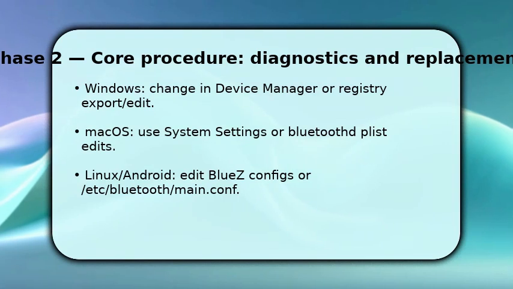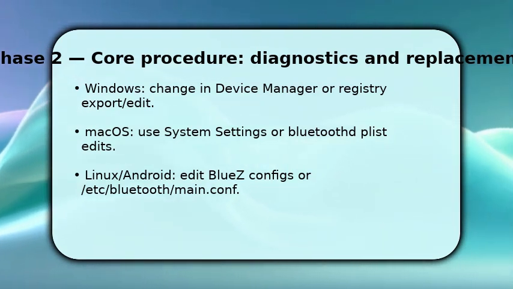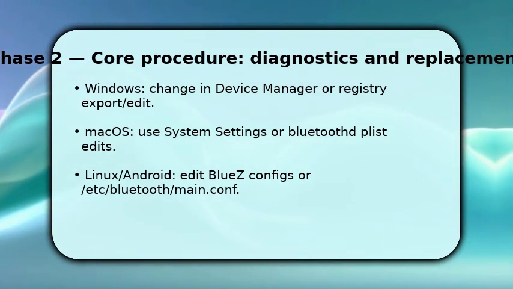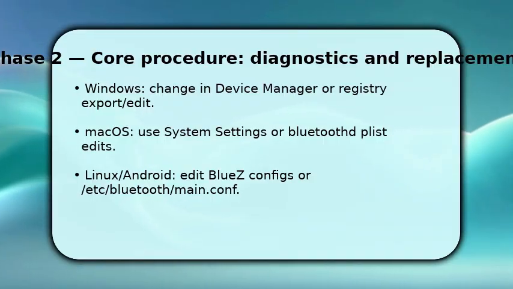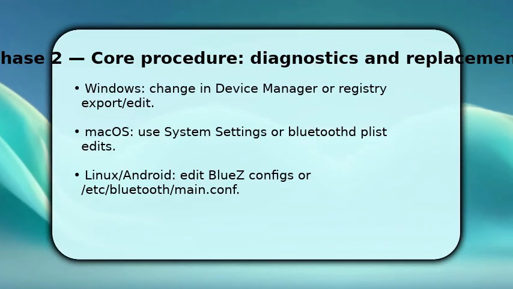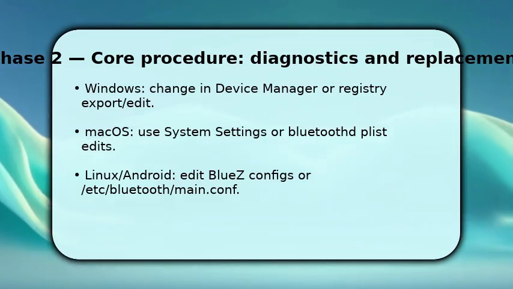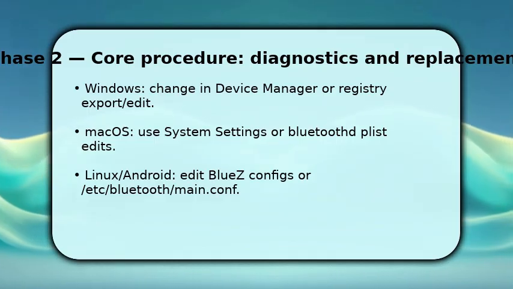Now you perform the platform-specific edit. On Windows, change the name in Device Manager or export and modify the registry key for that adapter. Restarting Bluetooth applies it. On macOS, update the name in System Settings or edit the Bluetooth list and restart the daemon. On Linux and Android with BlueZ, edit /etc/bluetooth/main.conf or the adapter config and restart the Bluetooth service. You do this because persistent storage differs.